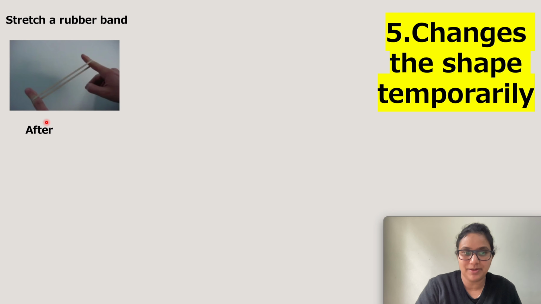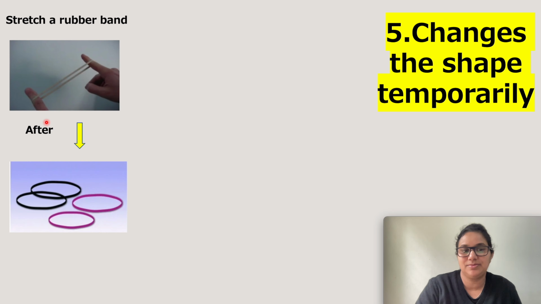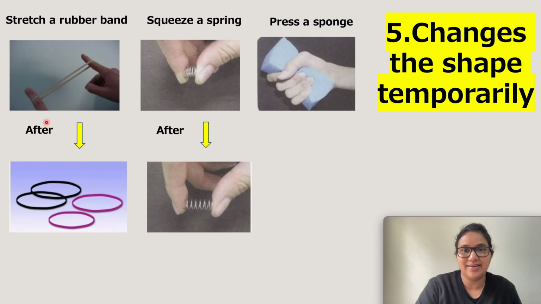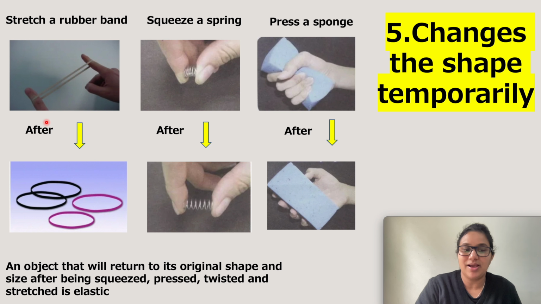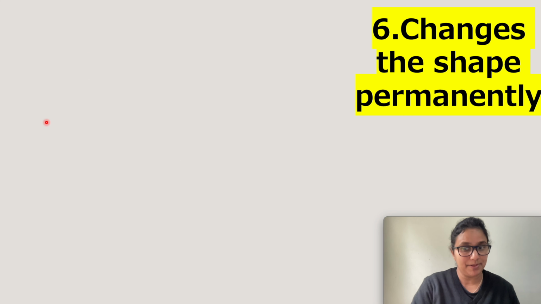So stretch a rubber band as you have seen just now, squeeze a spring and press a sponge. What happens? All will come back to their original state. So an object that will return to its original shape and size after being squeezed, pressed, twisted or stretched is elastic in nature. Next is change the shape permanently.